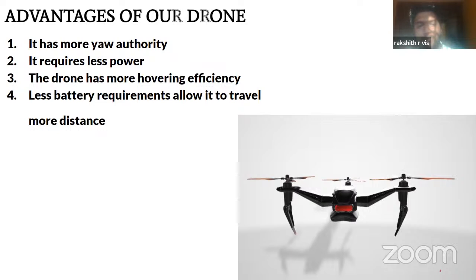So it suggests that the drone we are offering can go 360 degrees around without any glitch or problem. The next point is that it requires less power compared to fuel-consuming machines, like two-wheelers and four-wheelers which deliver things. Compared with them, the drone consumes less power, and it has more hovering efficiency. Hovering refers to how still a drone can be in the air.